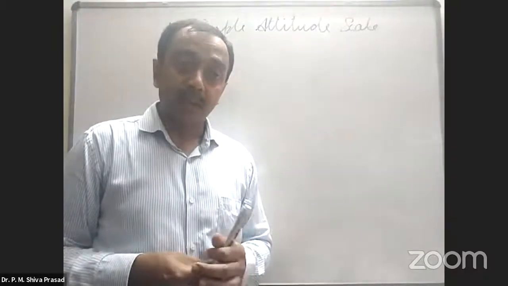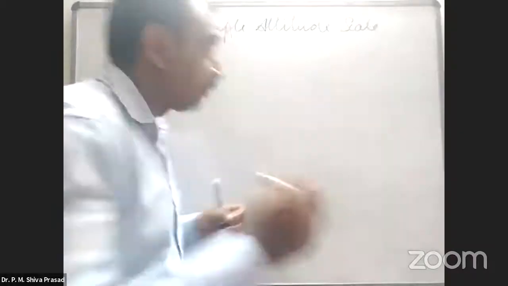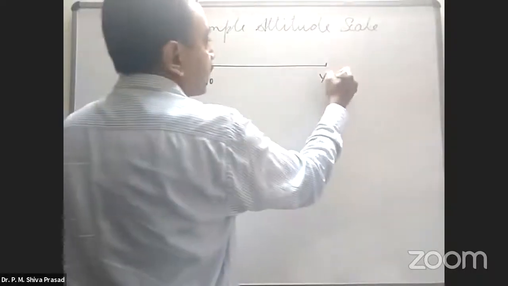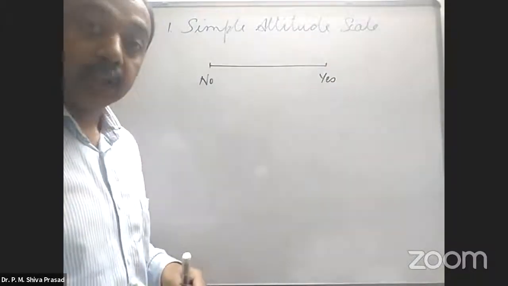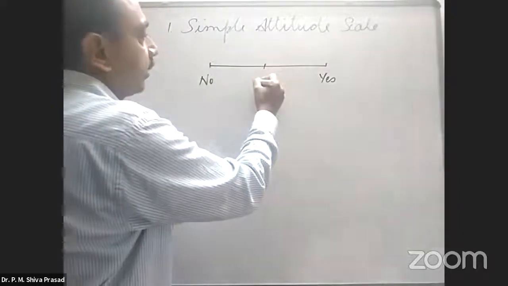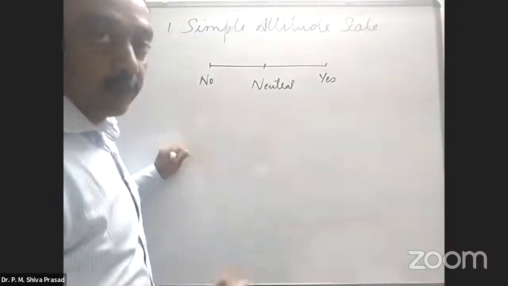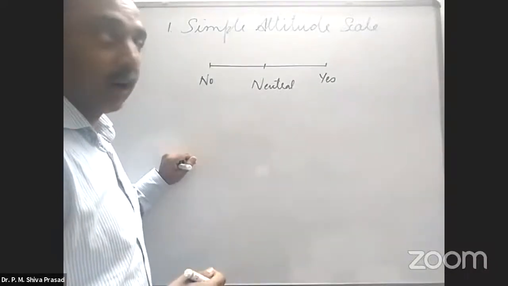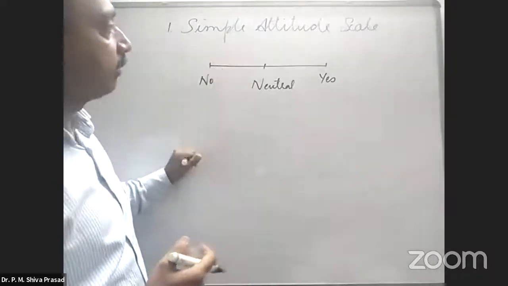Do you like the food in the canteen? That's a scale for which we can have no or yes. This is a dichotomous scale because there are only two options given. If you want to increase the variability in it, yes, you can increase. You can say neutral, because there might be a person who has not gone to the canteen who would say neutral. I would like to stay neutral, or I don't know, kind of thing.